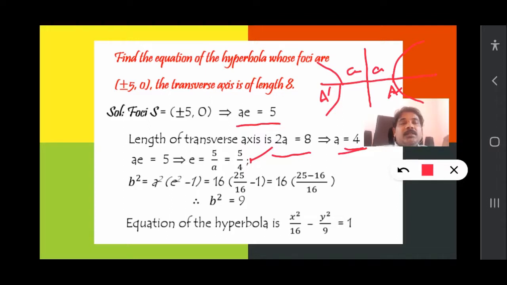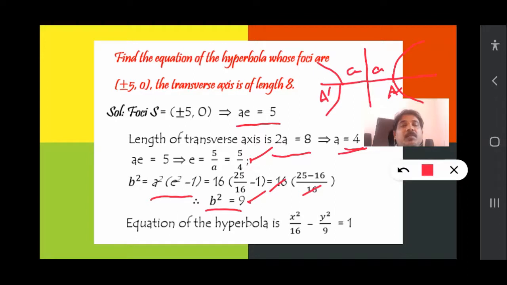We know that B square is equal to A square into E square minus 1, because E is greater than 1. Substituting A value and E value, A square is equal to 16 into E square, 5 by 4 whole square, that is 25 by 16, minus 1. Simplifying, 16 into 25 minus 16 by 16, 16 gets cancelled, 25 minus 16 is equal to 9. Therefore, B square is equal to 9.